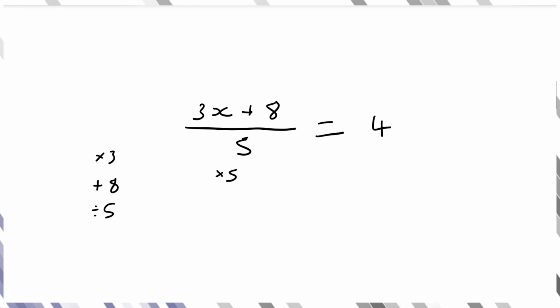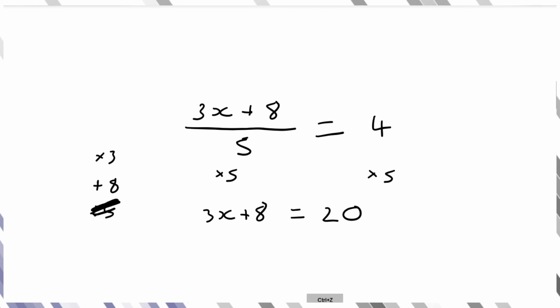So the first thing we're going to do is get rid of this 5 by multiplying by 5, because times by 5 is the opposite of divide by 5. Alright, so that would give us 3x plus 8, and that's on the left. That gets rid of the divide by 5, and then we need to do 4 times 5, which is just 20.